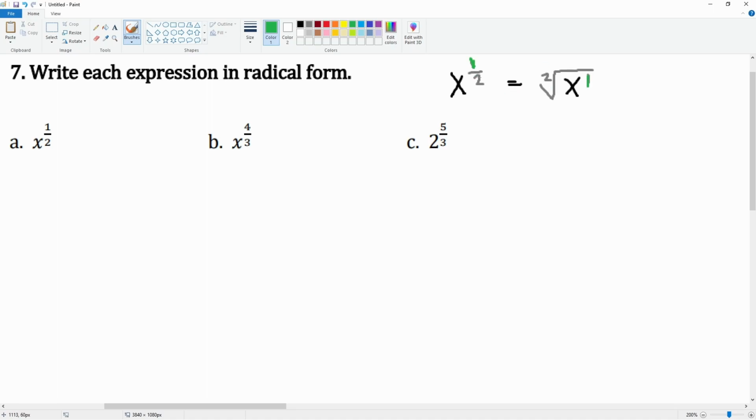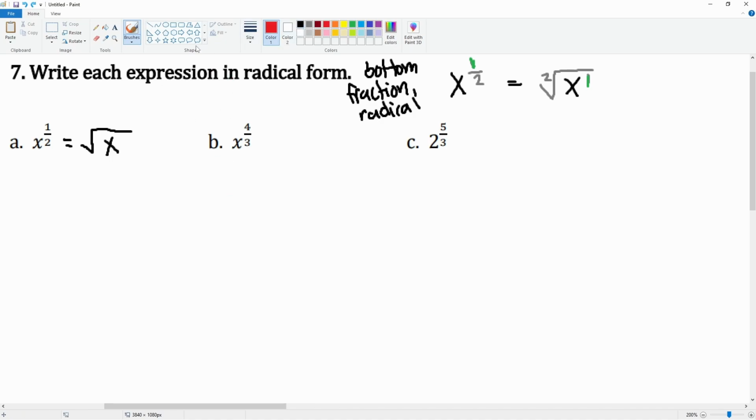So it is the fraction that becomes the radical, right? So it is the bottom of the fraction that becomes the radical, all right? Think about that. So this one can be simplified into the square root of x. Normally we write the 2 here, but we don't because it's defaulted to the square root.